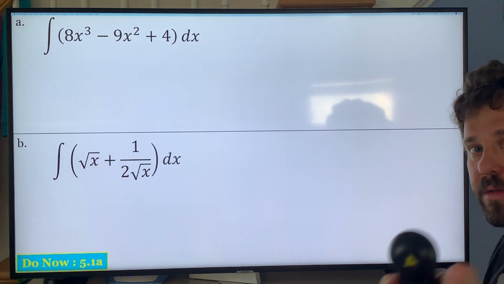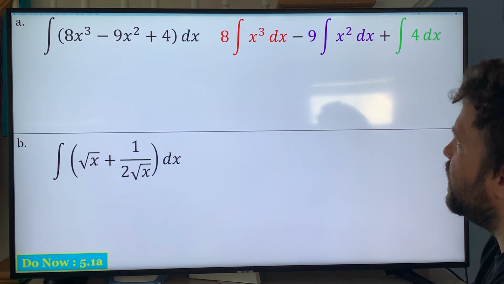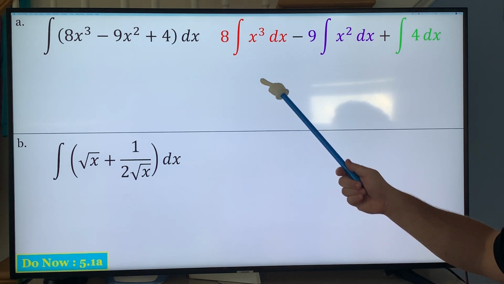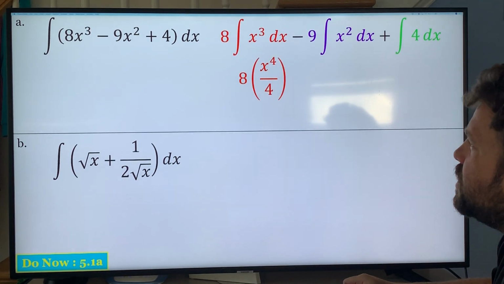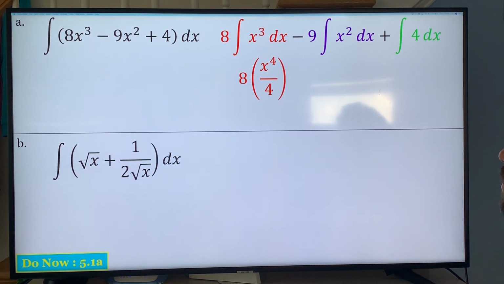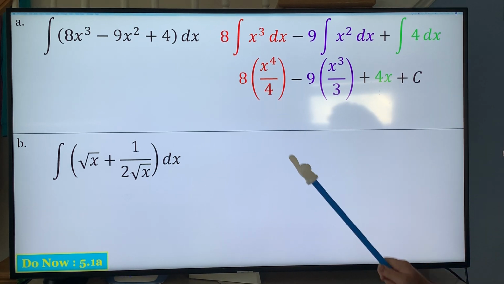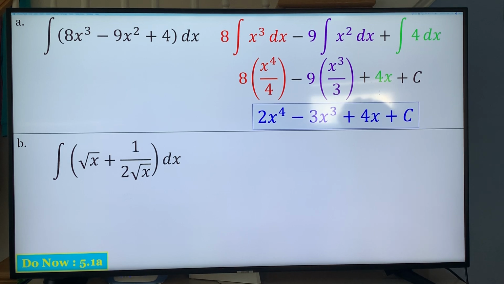Ready? Pause. Play. All right, so we got 8 x cubed dx minus 9 x squared dx plus 4 dx. So 8 x to the 4th over 4 minus 9 x cubed over 3 plus 4x plus c. 8 divided by 4 is 2. 9 divided by 3 is 3. So 2x to the 4th minus 3x cubed plus 4x plus c.